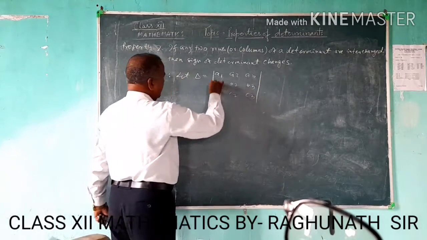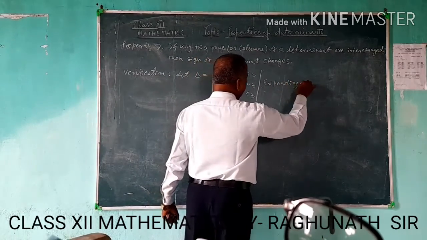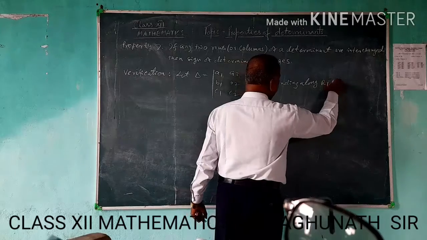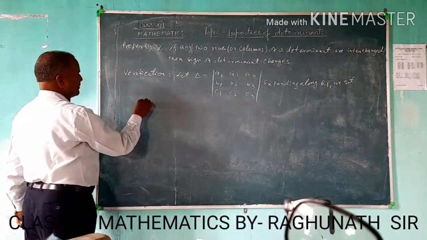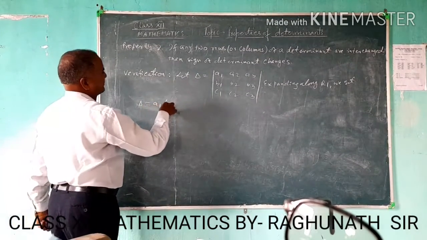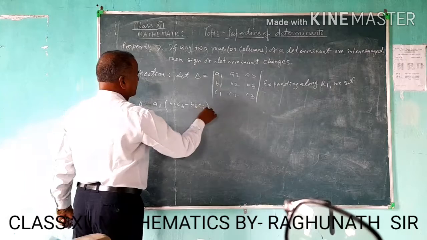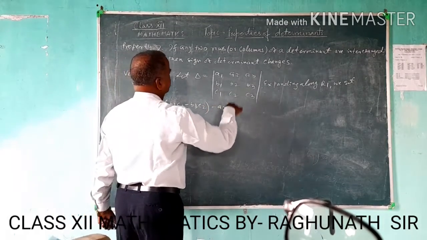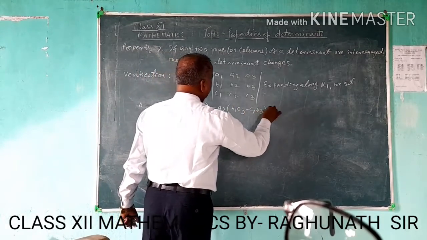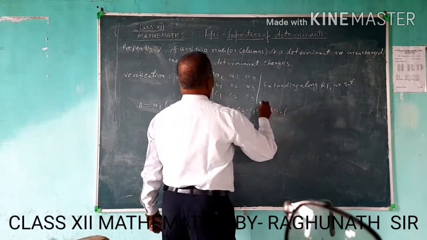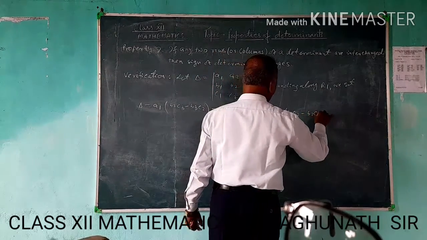The determinant expanding along R1, we get delta is equal to A1(B2 C3 minus B3 C2) minus A2(B1 C3 minus C1 B3) and plus A3(B1 C2 minus B2 C1).